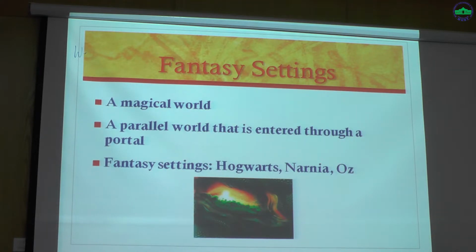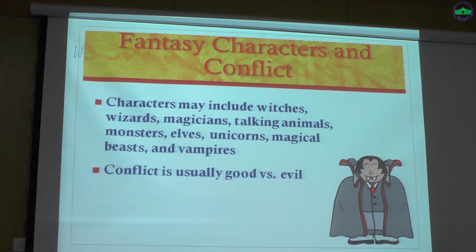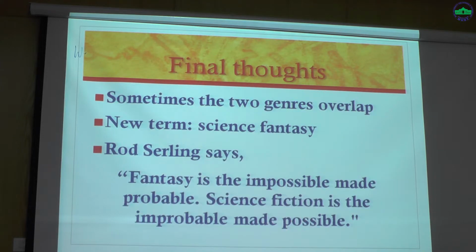So fantasy settings: a magical world, a parallel world, like what? Like Oz, like that of Alice in Wonderland. Characters may include witches, wizards, magicians, talking animals, unicorns, monsters, elves, beasts, vampires, and the eternal conflict till doomsday between good and evil. Sometimes the two genres overlap, which two types? Science fiction and fantasy. You can have fantasy alone, you can have science fiction alone, but most of the time they are intermingled. So what is fantasy? Fantasy is not the impossible. Fantasy is the possible within its own logic. Fantasy is possible in the alternate world. You get my point?